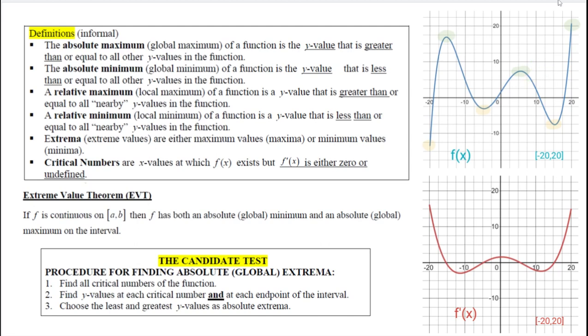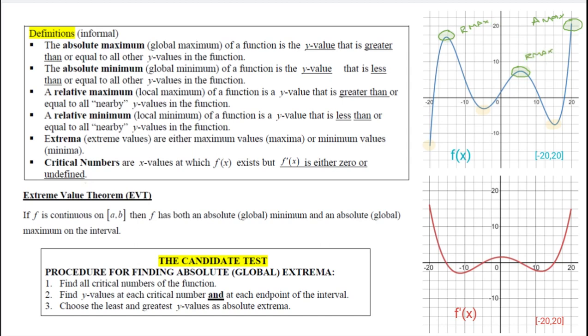So in this case, we have this endpoint right here at x equals 20 that has a higher y value than all of the other maximums. So this would be known as our absolute maximum. The others would also be maximum points, but these would be known as relative or local maxes.